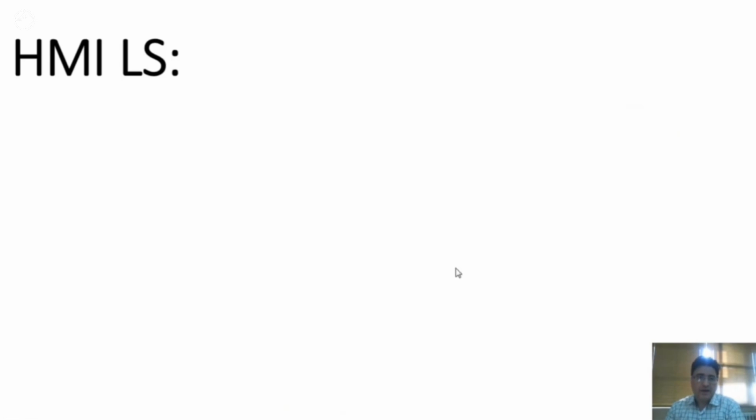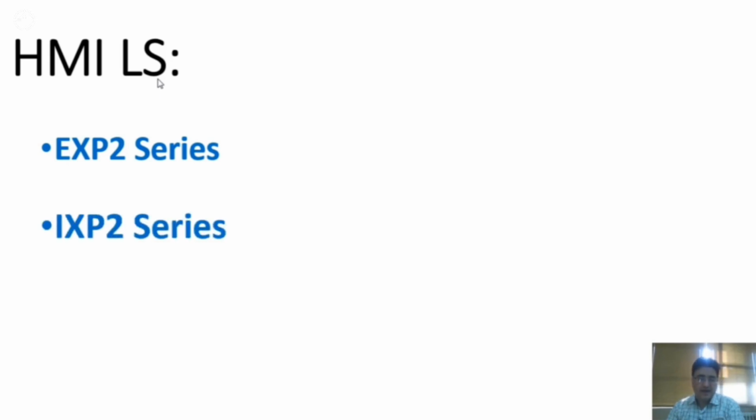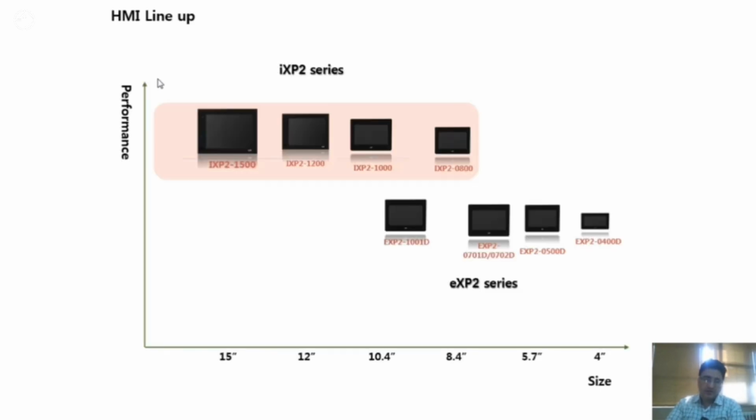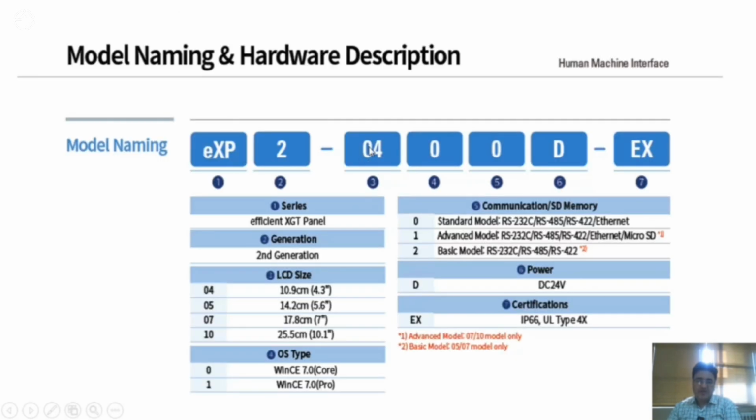Now, LS HMIs can be divided into two categories. The first category is the EXP2 series, and the second category is the IXP2 series. We'll get more familiar with these two series as we go on. So it's showing us the dimensional chart of the HMIs and is comparing these two series in terms of their dimensions. In the EXP2 series, we have sizes ranging from 4 inches, 5 inches, 7 inches, and 10 inches. In the IXP2 series, we have models in 8 inches, 10 inches, 12 inches, and 15 inches. Depending on the need, these HMIs can be used as needed.